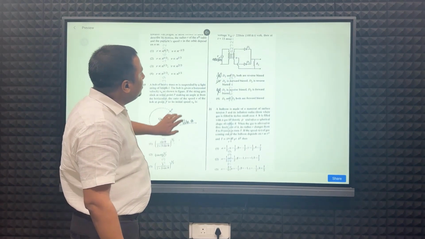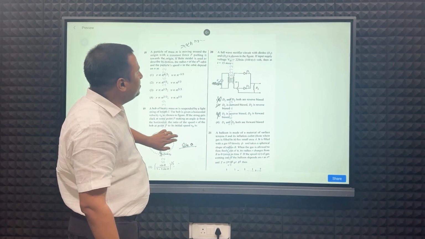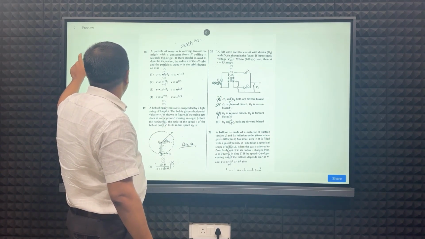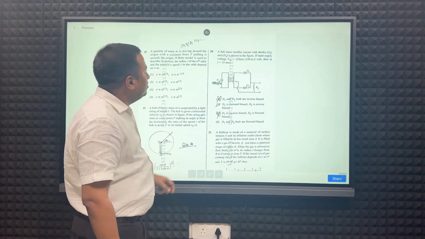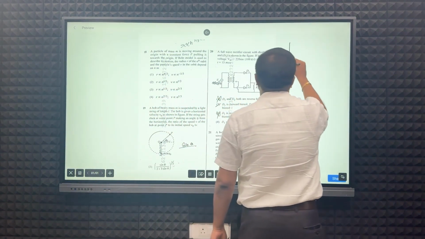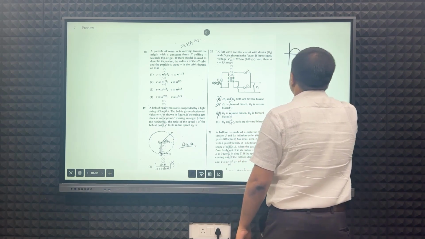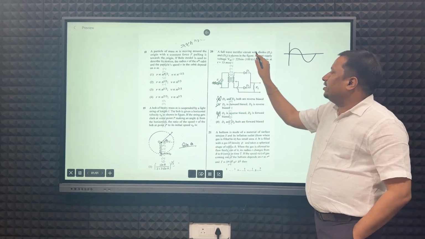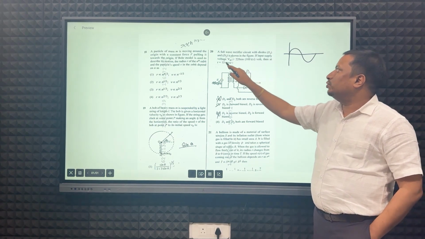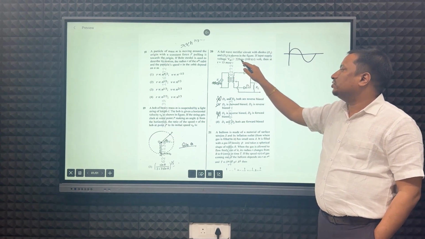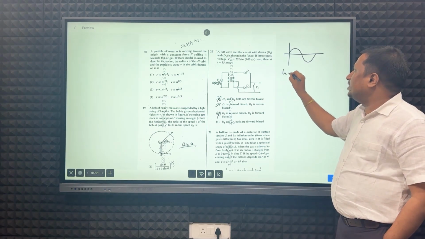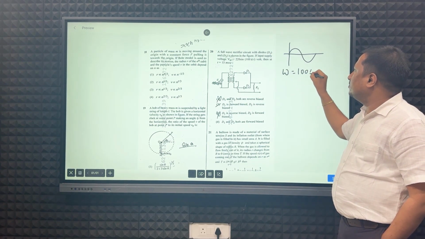Where is question number 20? Okay, question number 20 is of semiconductor. What are they saying? Let us understand. There is a full wave rectifier. Full wave rectifier with diodes D1 and D2 as shown in figure. The input voltage V input is 220 sine omega t. Omega is 100 pi.